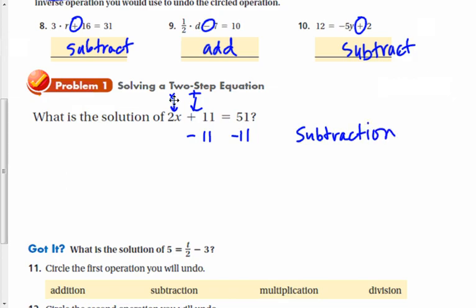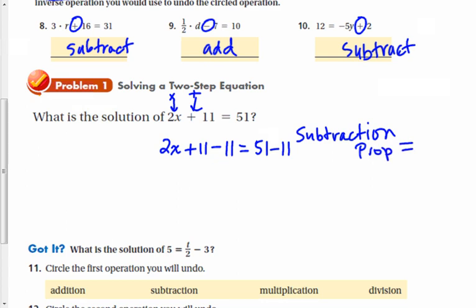Now, I'm going to do this just a little different the first time so you can be familiar with the way you see it in the notes. But basically, I want to subtract 11 from 2x plus 11 and subtract 11 from 51. So that's going to look like that. That's the subtraction property of equality at work.